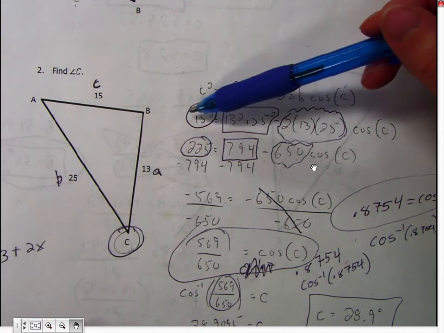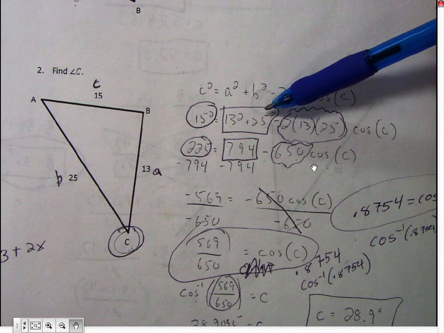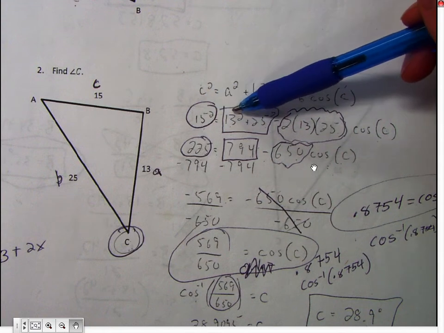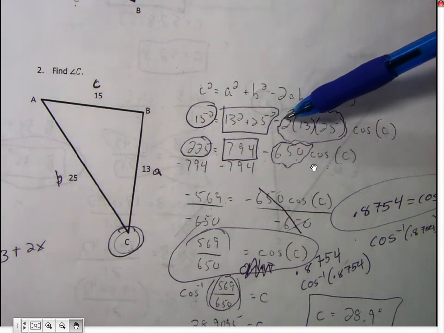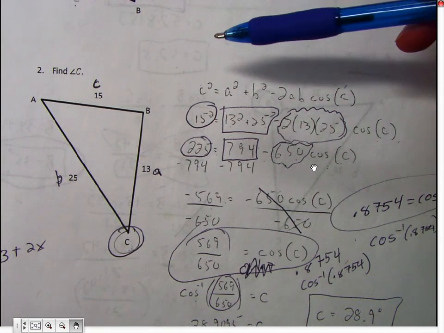I plug everything in. I have little c is 15, a is 13, and b is 25. So 15 squared equals 13 squared plus 25 squared minus 2 times 13 times 25 cosine C. Okay? I do it in parts.